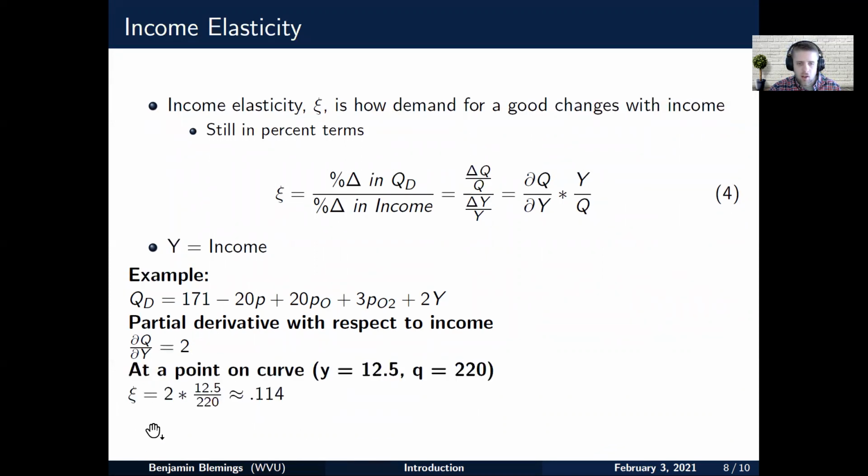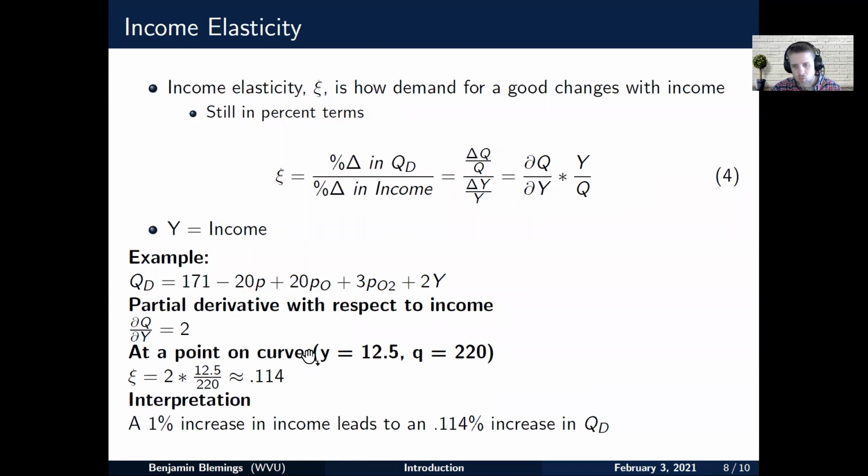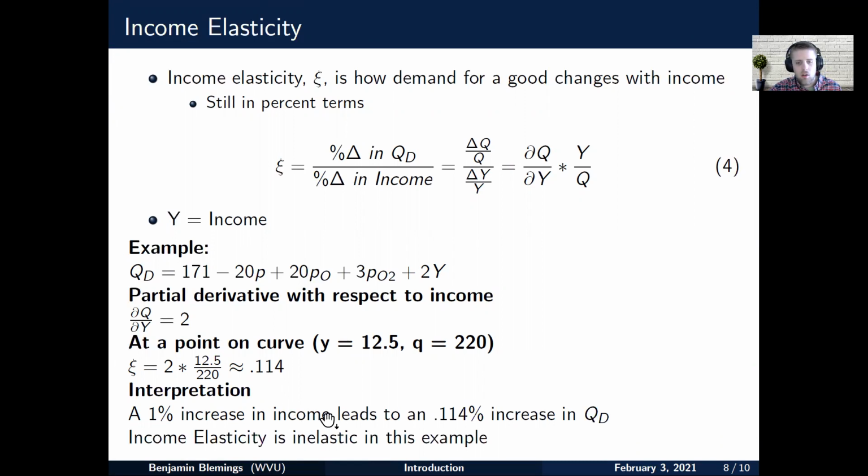And then let's say the point on the curve we're looking at is income is 12.5 and quantity is 220. Then we can just plug those into the y and the q and simplify that expression, and we get the income elasticity as 0.114 approximately. So we interpret that a 1% increase in income leads to a 0.114% increase in quantity demanded. And so in this example, demand is income inelastic given this demand curve and given the point on the demand curve where we're currently at.